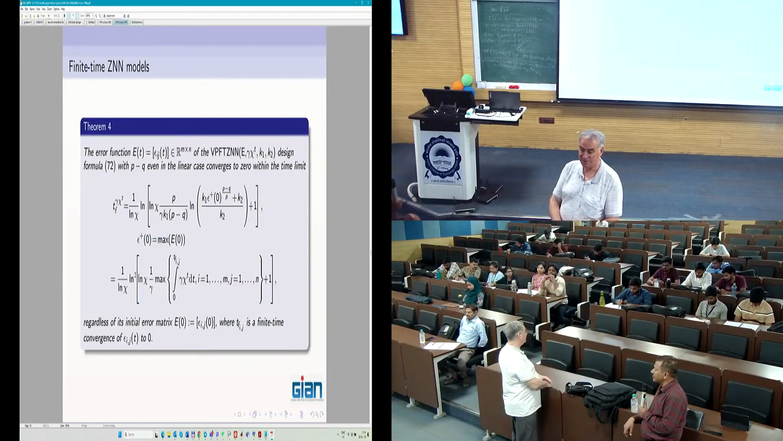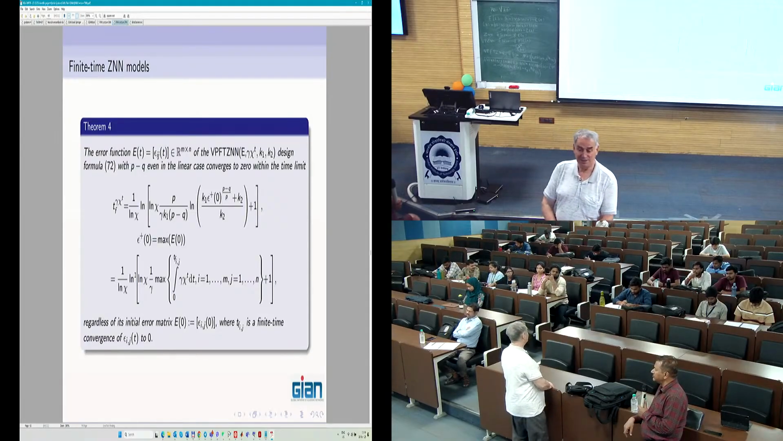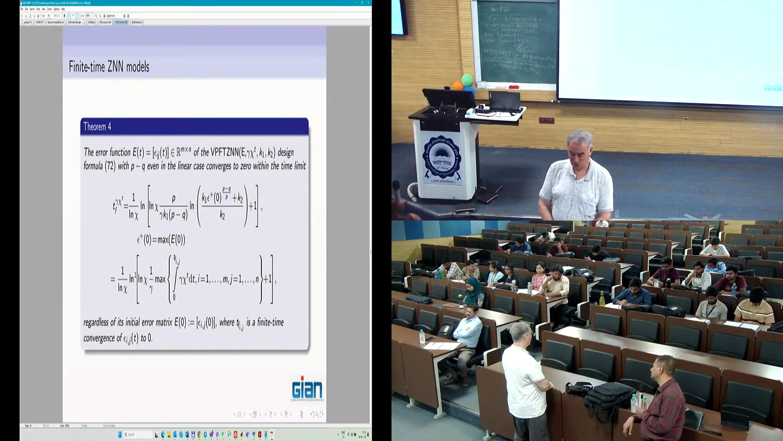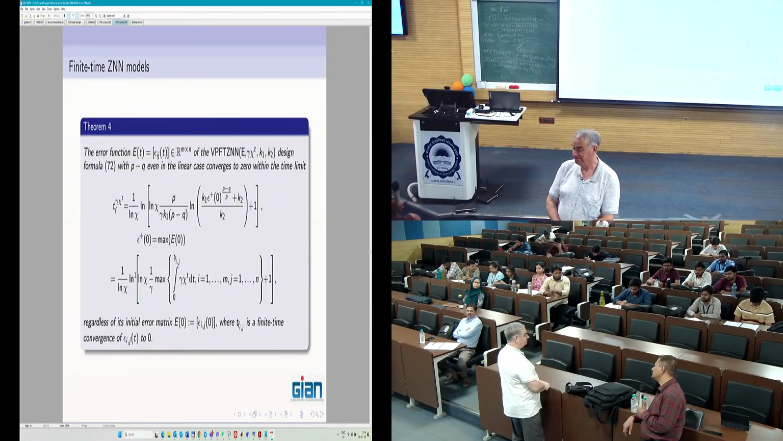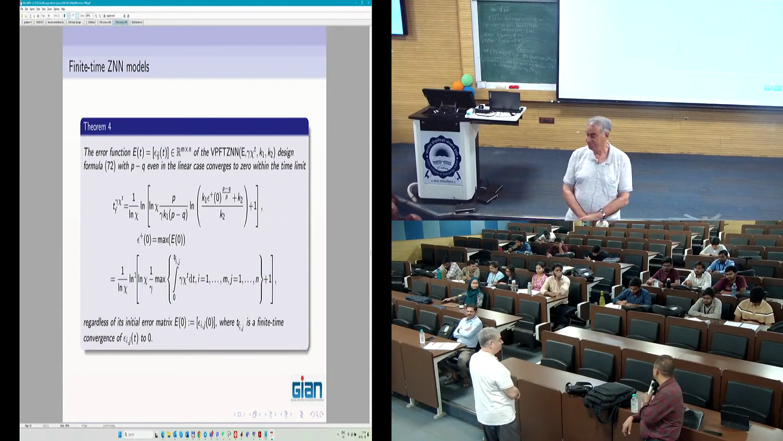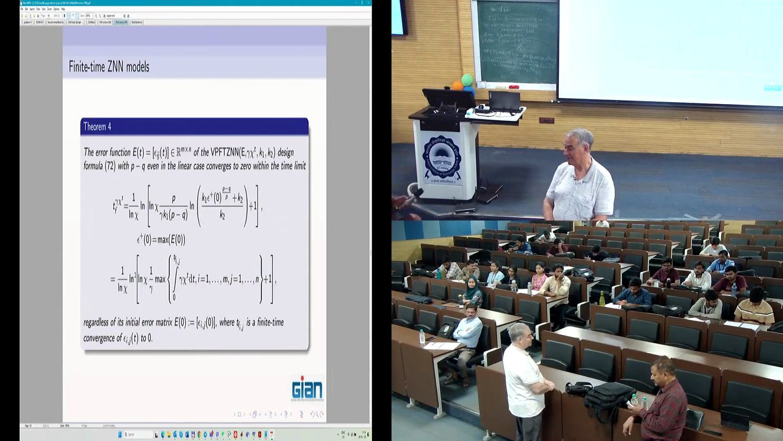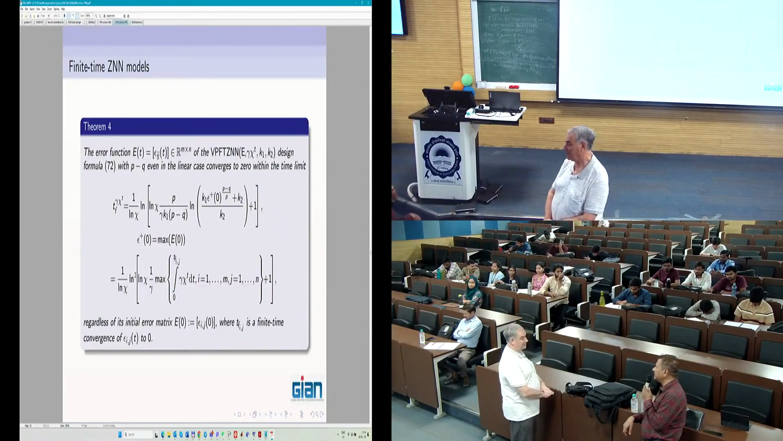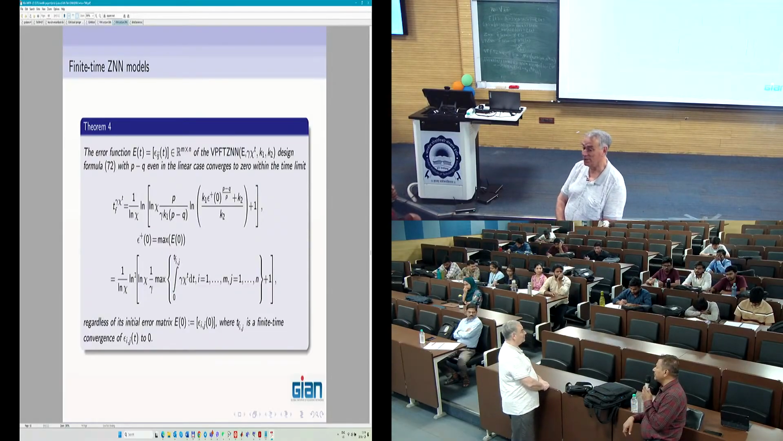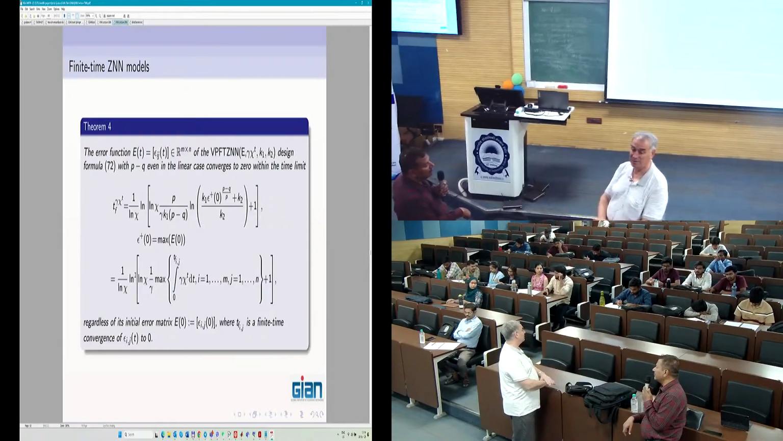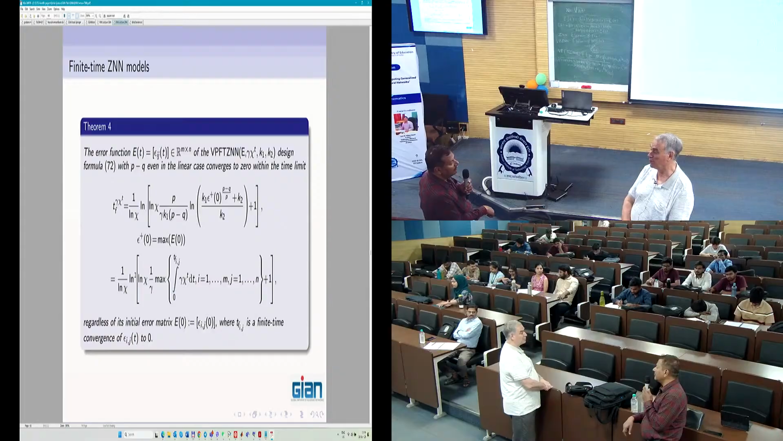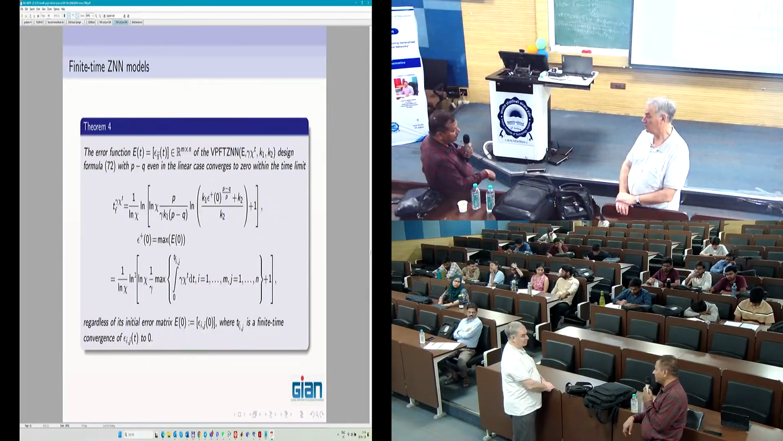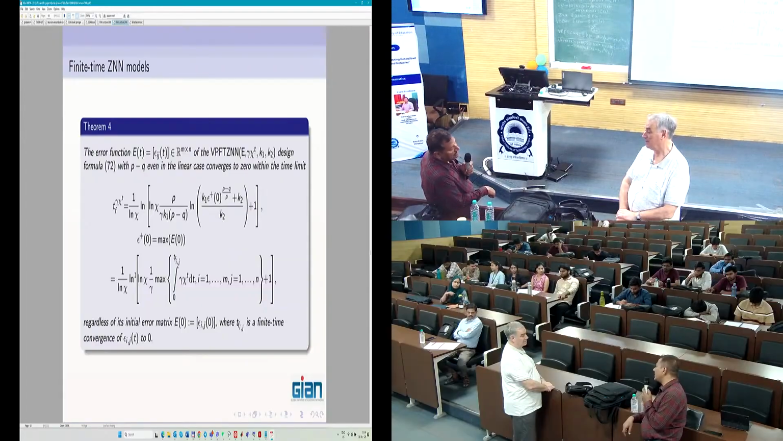If this requirement about positive definiteness is not satisfied, ZNN will not show good behavior. So it depends on the parameter T. I'm not sure, but it is possible that during time it will be possible for A of T to become negative indefinite.